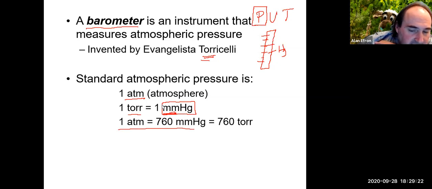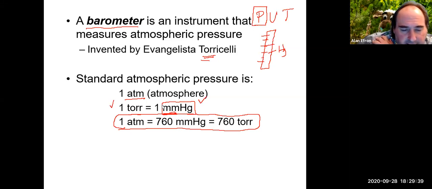1 atmosphere is equal to 760 millimeters of mercury, and that equals 760 torr. 1 torr is the same as a millimeter of mercury. It is a 1-to-1 relationship. So this conversion is used a lot here in gases.